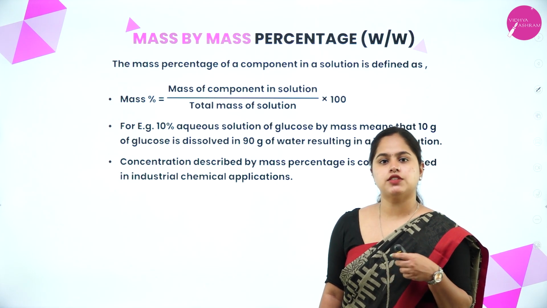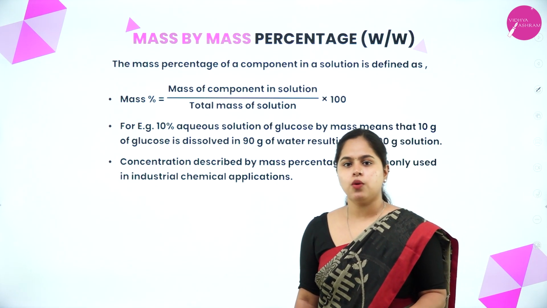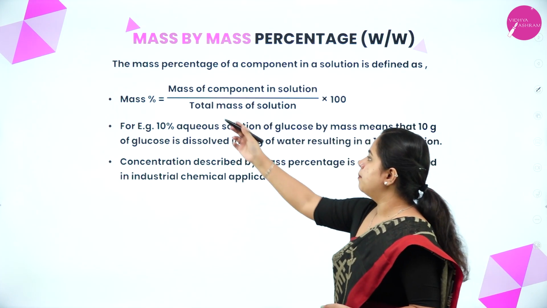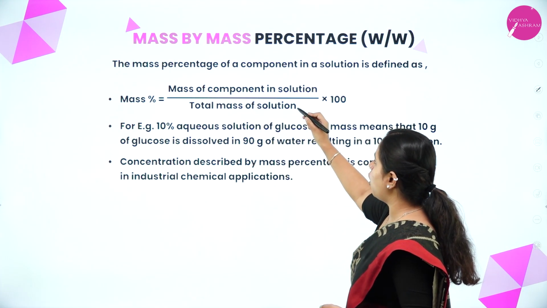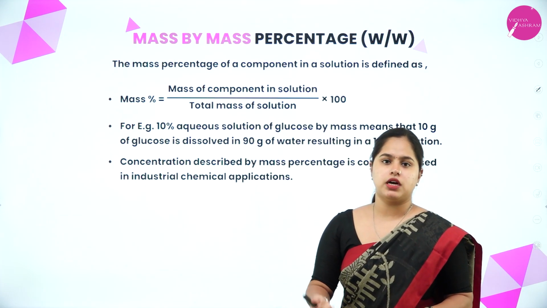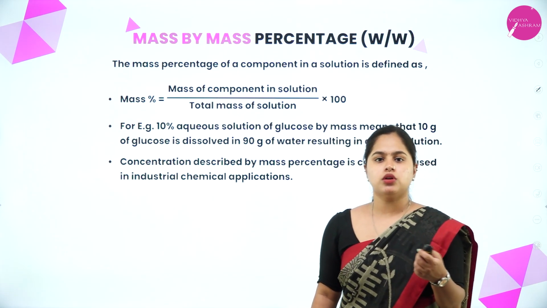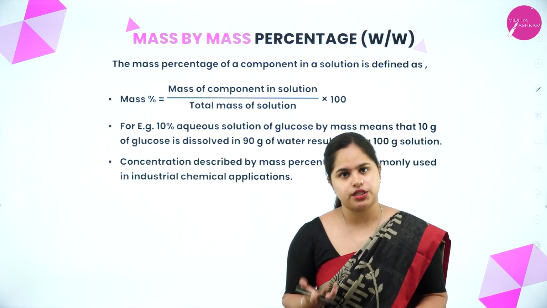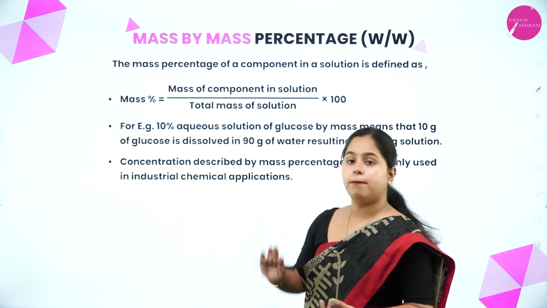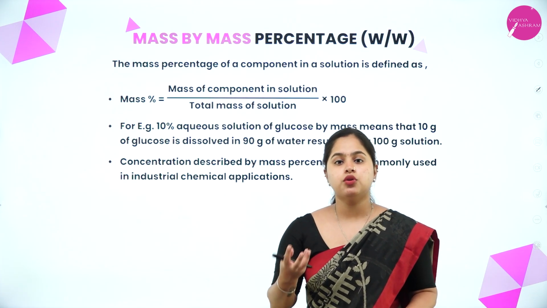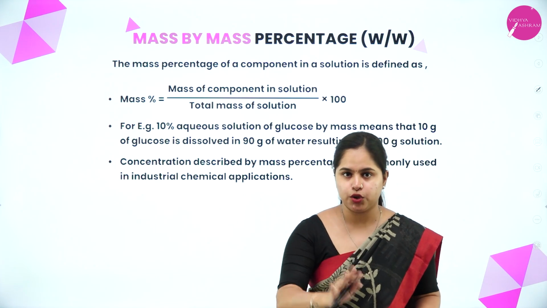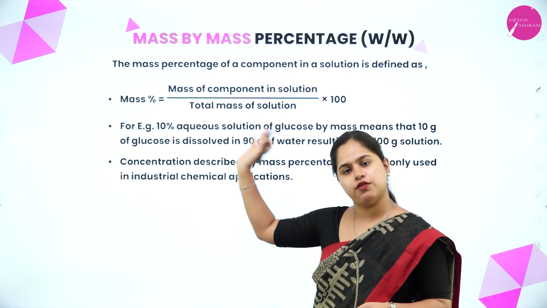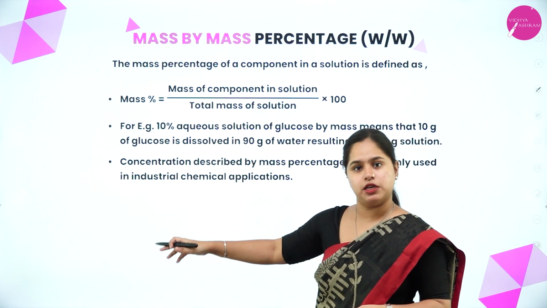As the name suggests, it will be something related to mass, right? So let's see. The mass percentage of a component in a solution is defined as, how you can calculate it, the mass of component in the solution by total mass of the solution multiplied by 100. So the example that we have taken before, that is your sugar solution, you need to find the concentration of the solution in terms of mass percentage. So you have to use the mass of sugar that you have added divided by the total mass of your solution multiplied by 100, which will give you the concentration of the solution in terms of mass percentage, right?